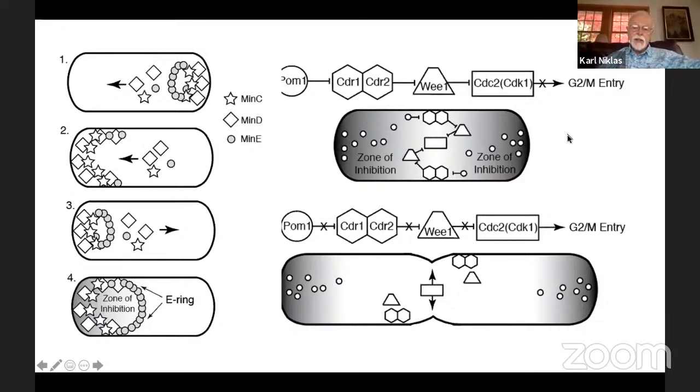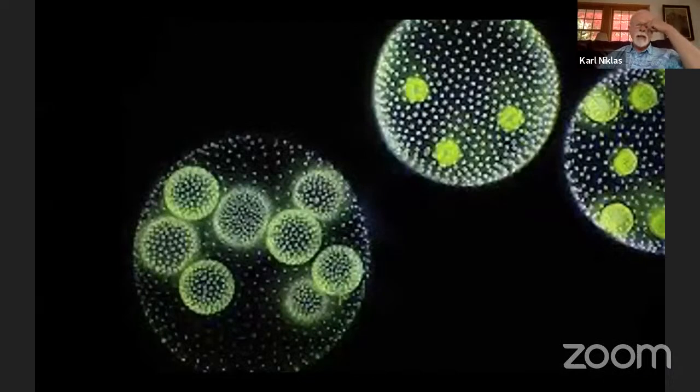In the case of the division yeast, it's a totally different mechanism, which I can't really get into, but it's a zone of inhibition that once again is regulated by proteins. Now, let's step back and talk about determinant growth. And I'm using here an example of an organism that is called Volvox. This is a green alga.